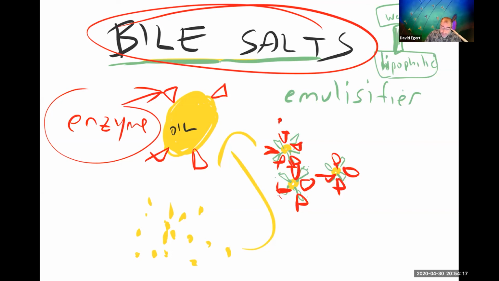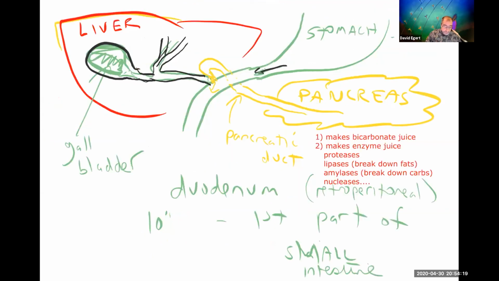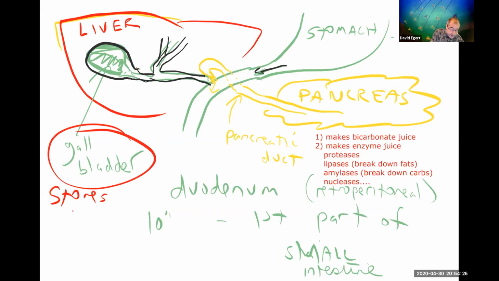So if we go back here, that's the whole point of the gallbladder. The gallbladder stores bile, stores and concentrates bile. And so it adds it into the mix as well to help the lipases from the pancreas do their job.